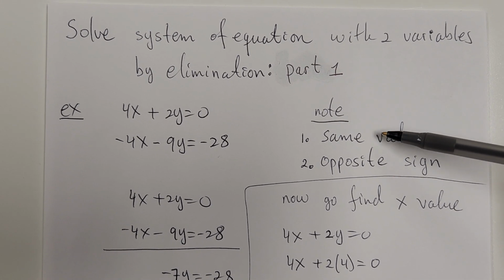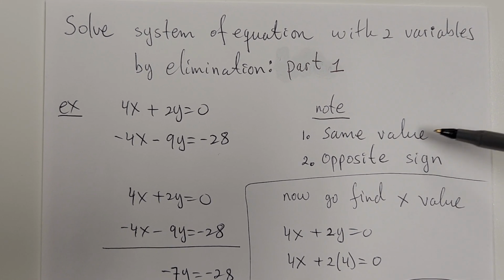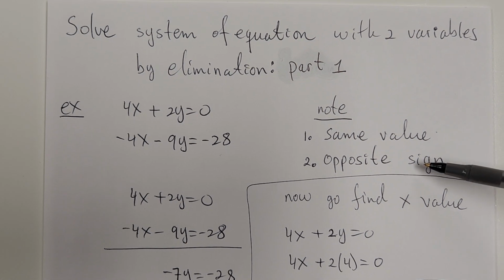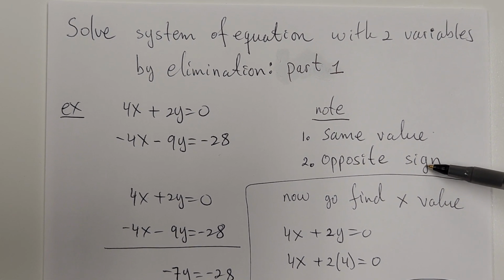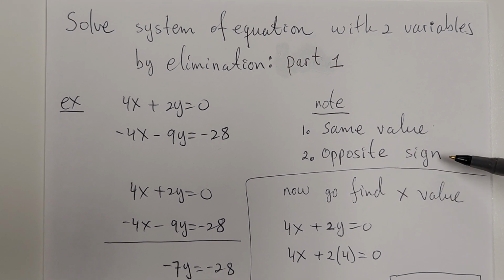One more time. Rule number 1, same value, that means the numbers are the same. Rule number 2, opposite sign, means one positive and one negative.